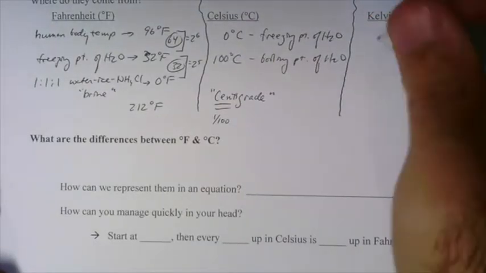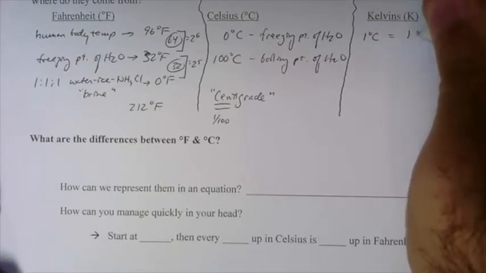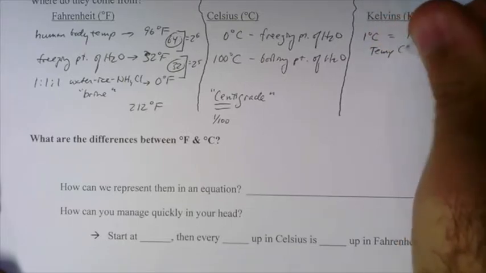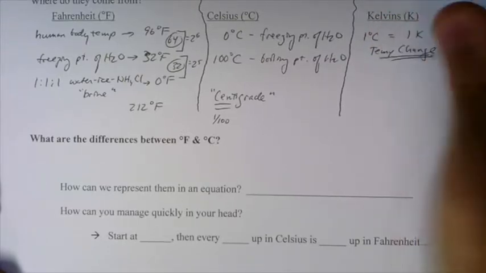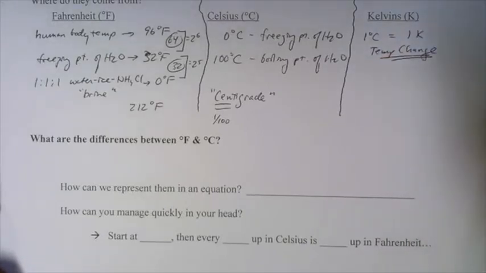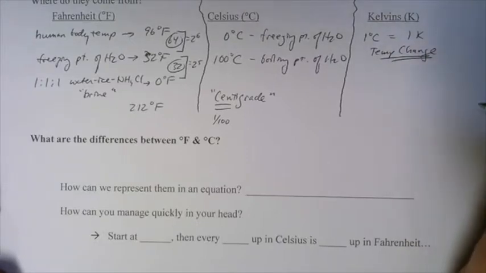And the way Kelvin works is this. First off, 1 degree Celsius is the same thing as 1 Kelvin if you're talking about a temperature change. In other words, if the temperature goes up 40 Celsius, it went up by 40 Kelvin. However, this scale has a very different offset.